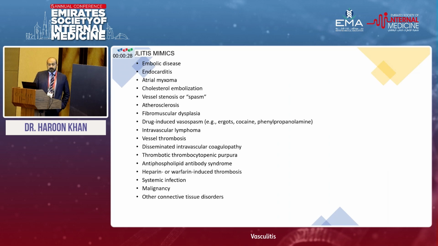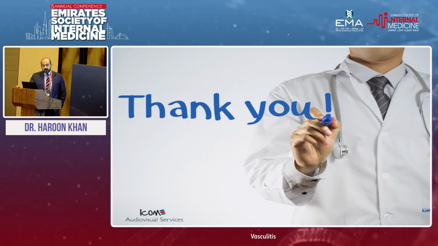So the mimics, and again, it's a very big list. A lot of embolic diseases: endocarditis, atrial myxoma, cholesterol embolization, which I'm sure most of us already know. Vessel stenosis, they can sometimes have spasm, especially after smoking, and that can present as atherosclerosis, fibromuscular dysplasia, and drug-induced vasospasm, like intravascular lymphoma, vessel thrombosis, DIC, TTP.